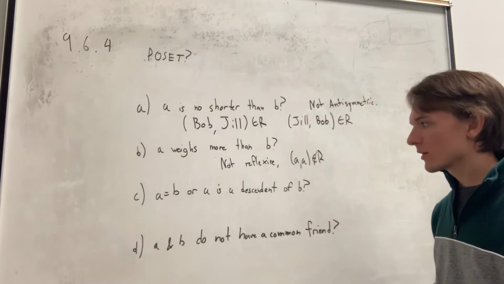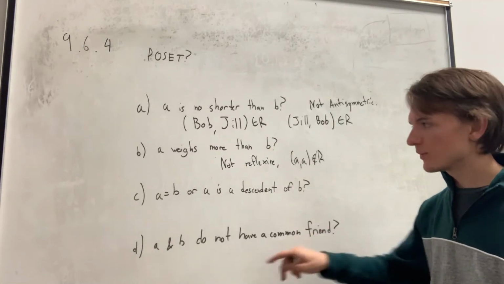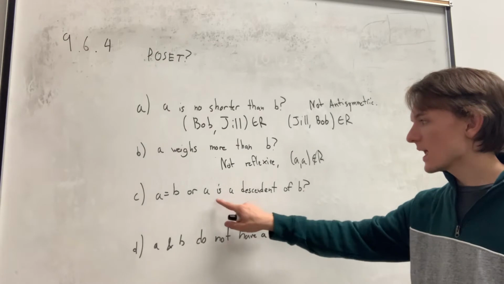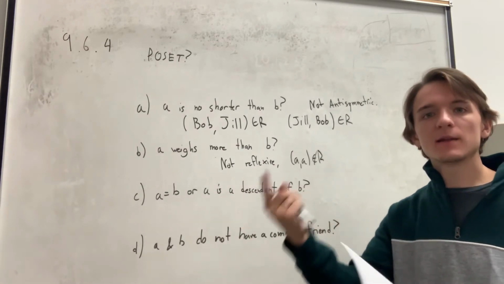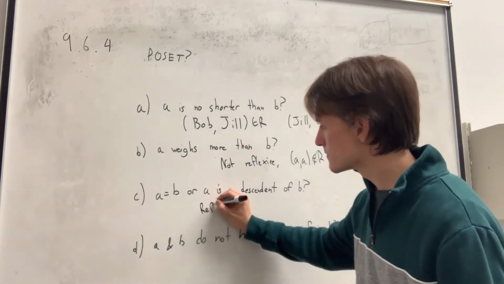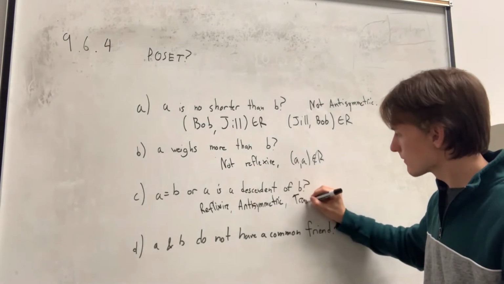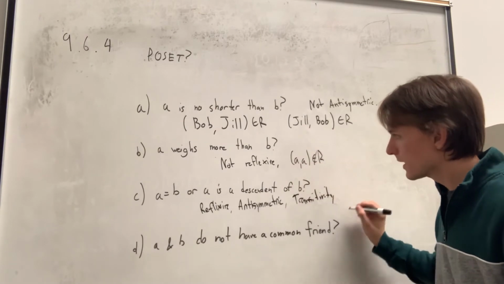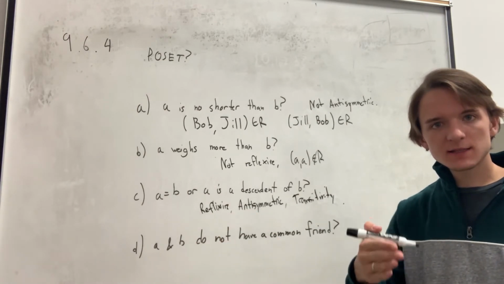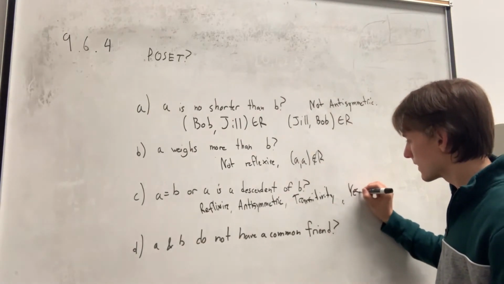A equals B, or A is a descendant of B. Well, this one clearly fulfills the property of reflexivity because A can equal B. It clearly fulfills the antisymmetric property because A is a descendant of B, and that means that B cannot be a descendant of A, so it is antisymmetric. And it also fulfills the property of transitivity because if A is a descendant of B and B is a descendant of C, then that must mean that A is a descendant of C. So it fulfills all 3, and therefore, yes, it is a poset.